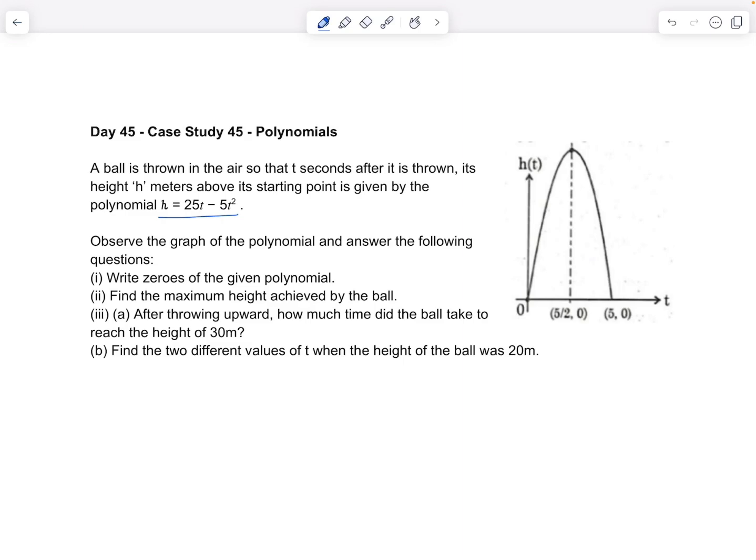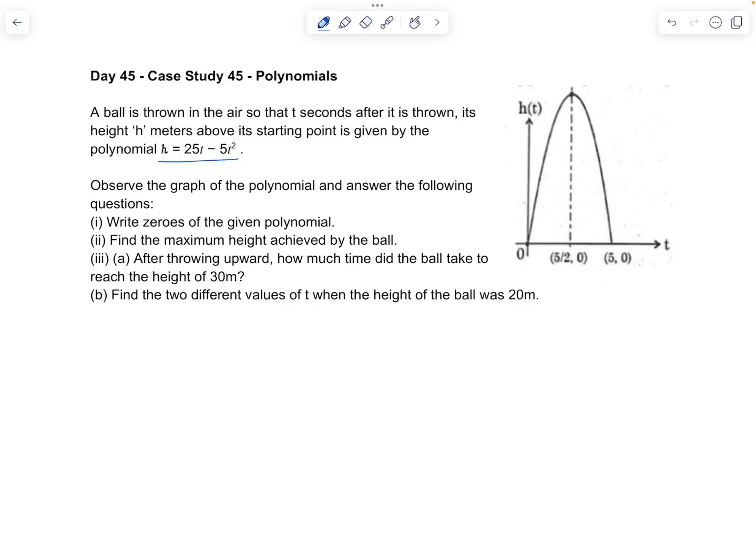First question, write the zeros of the given polynomial. The curve cuts the x-axis at 2 points. One is at (0, 0) and the other one is at (5, 0). So the zeros of the polynomial are x is equal to 0 and x is equal to 5.